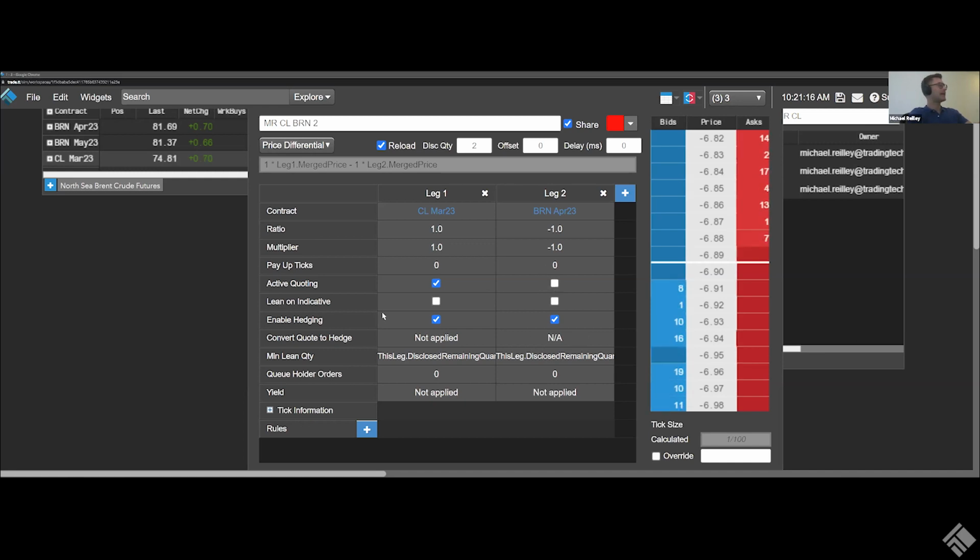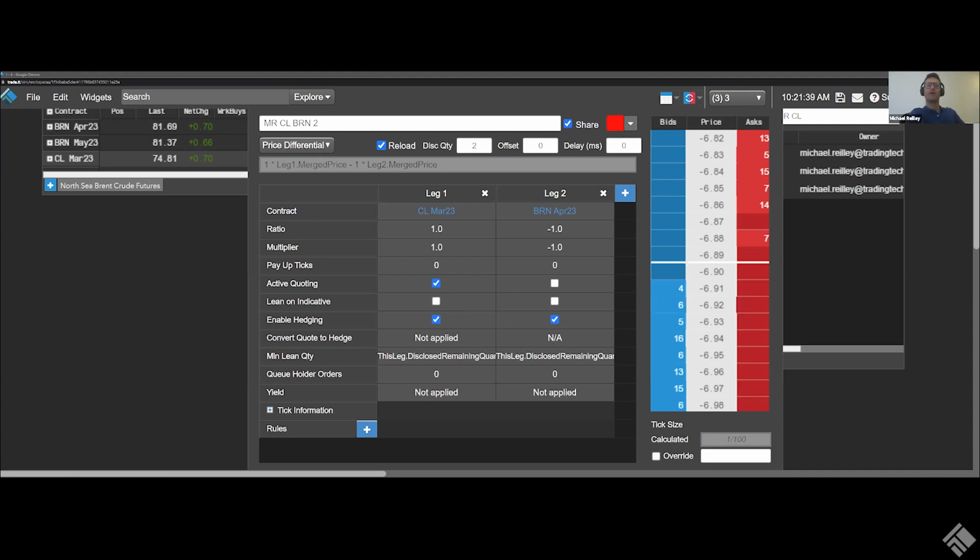Lean on indicative is going to be specific to certain exchanges that allow you to lean on prices during a pre-open or an auction market state. In this case, Brent and CL are very much open in trading, so we'll leave that for now.